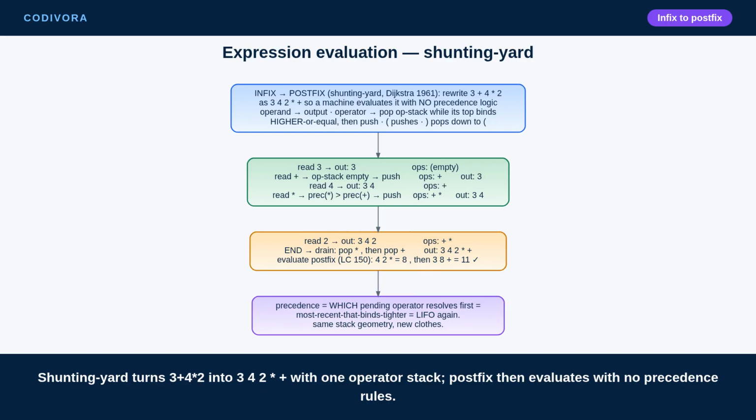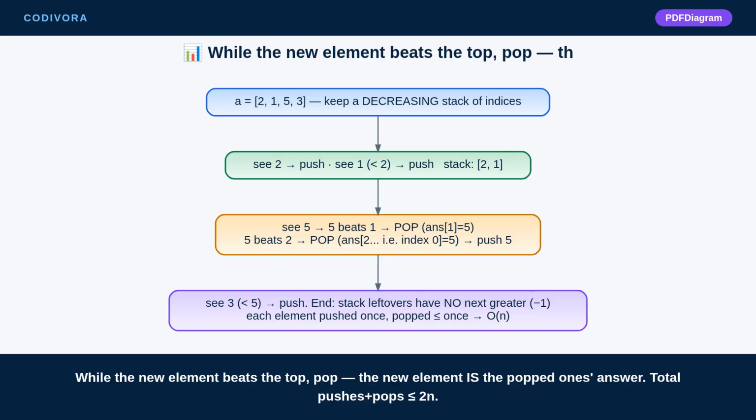While the new element beats the top, pop, the new element is the popped one's answer. Total pushes plus pops plus queries equals 2n.